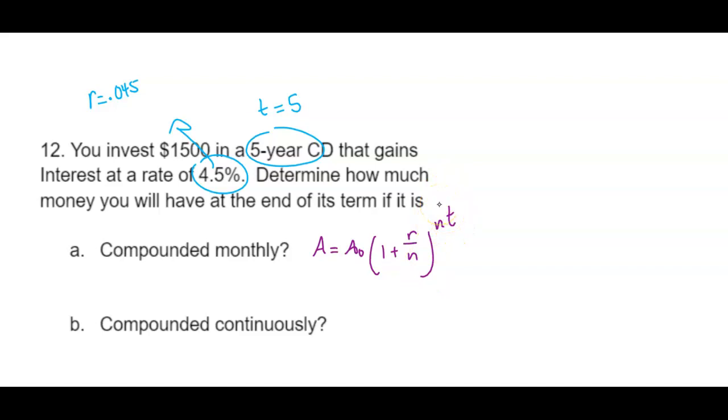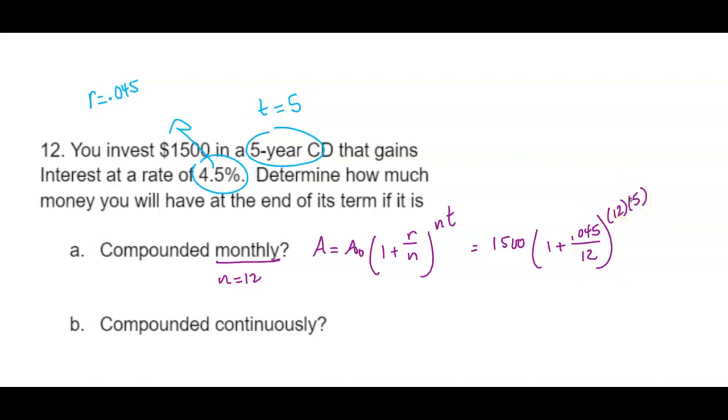All right, in this case, our initial value was 1,500, times 1 plus our rate, which was 0.045 divided by n. Now, since it's monthly, n is 12. So we're dividing 0.045 by 12, and that's being raised to the 12 times t, and we said t was 5 because it's a 5-year CD.